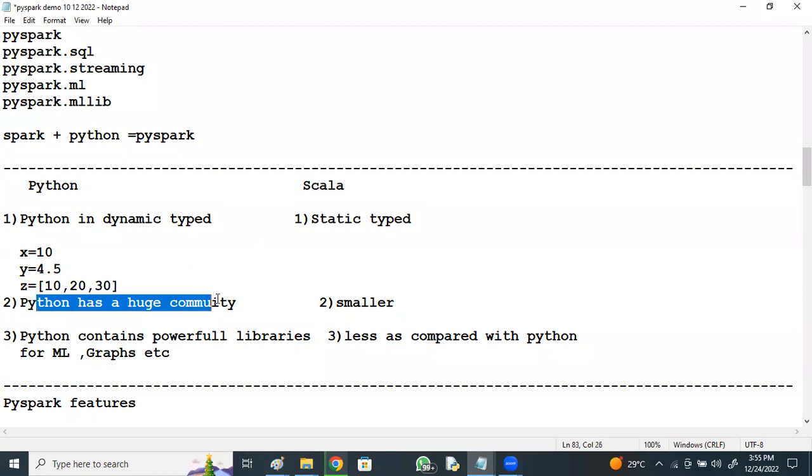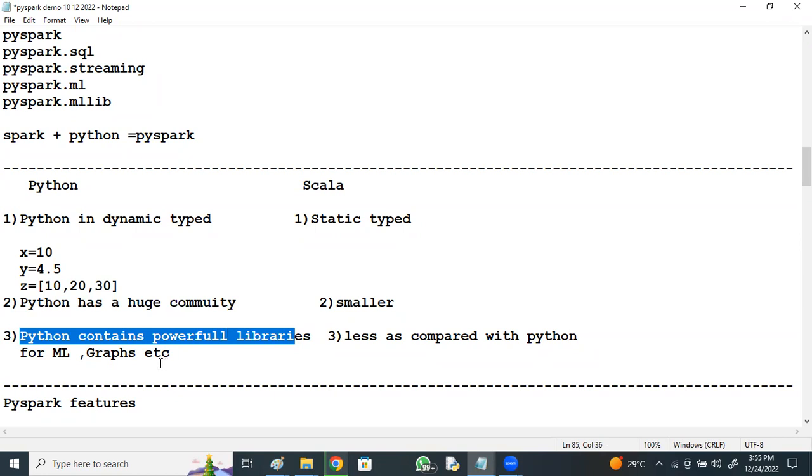Python has got a huge community, right? As compared with Scala, Python has got nearly thousands of modules, like 89,300 modules. Python contains powerful libraries for machine learning as compared with Scala. Scala also has support for all this machine learning, right? Scala has become powerful, especially from the Spark 2 version onwards. But as compared with Python, right? Yes.